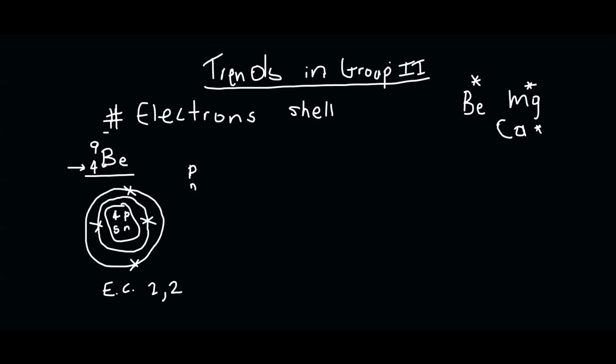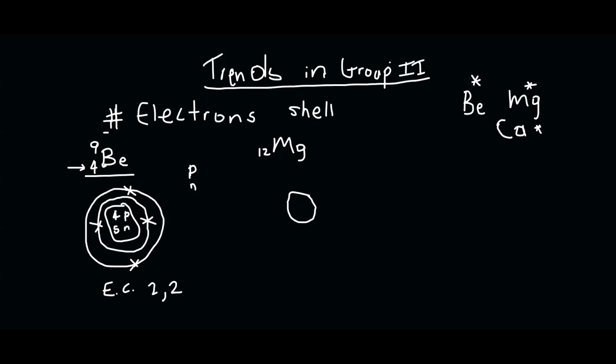So we're going to draw magnesium now. What's the atomic number and the mass number of magnesium again? Atomic number 12. Yeah, the atomic number is 12. Good. What is the mass number now?